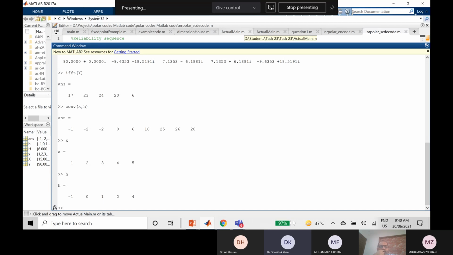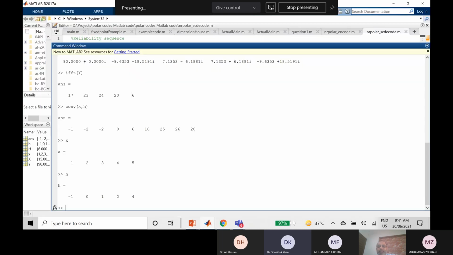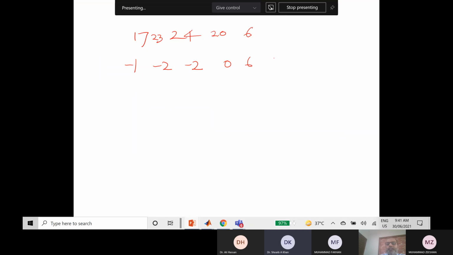और उसको भी याद रखो, -1, -2, 0, 6, 18, 25, 26, 20. याद है किसी को? -1, -2, 0, 6, 18, 25, 26, 20. So I want you to get this answer, which is the answer of linear convolution.